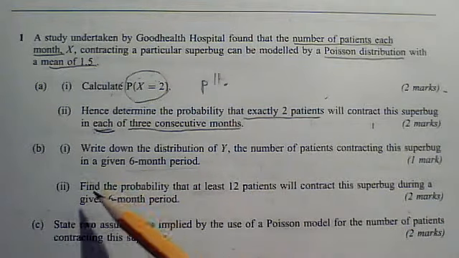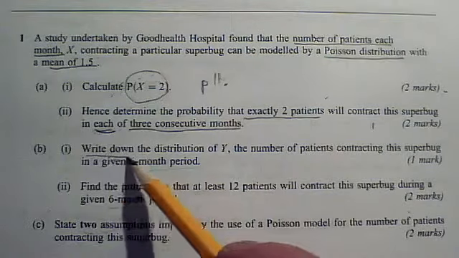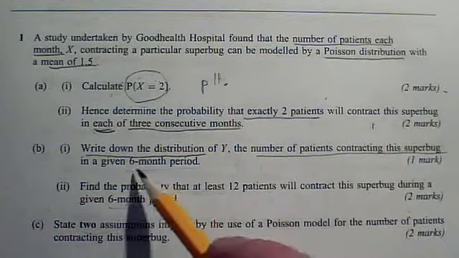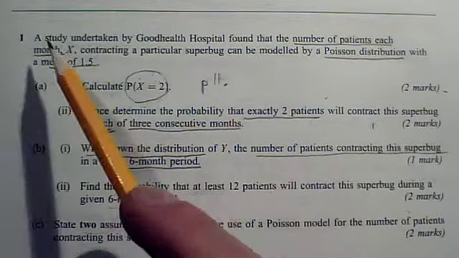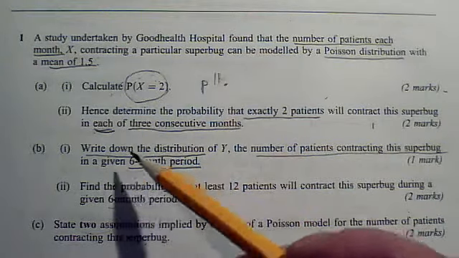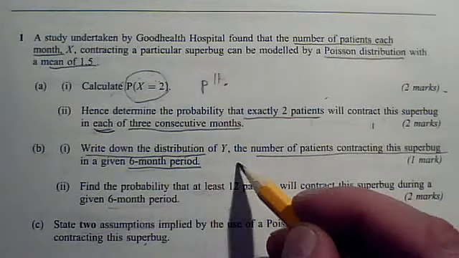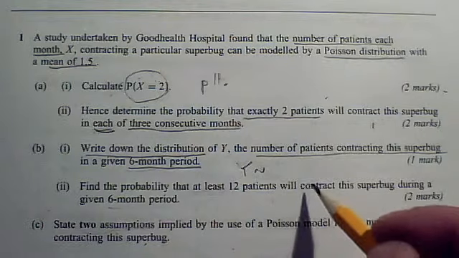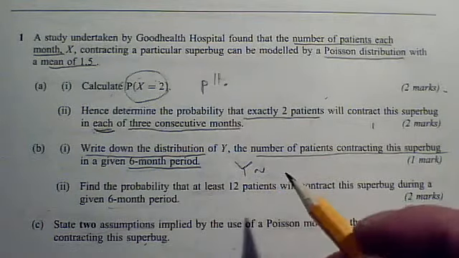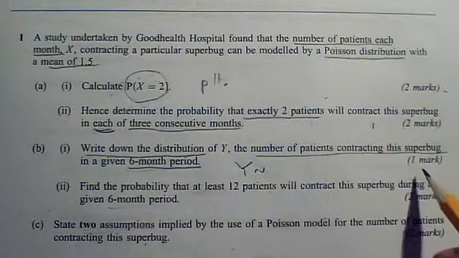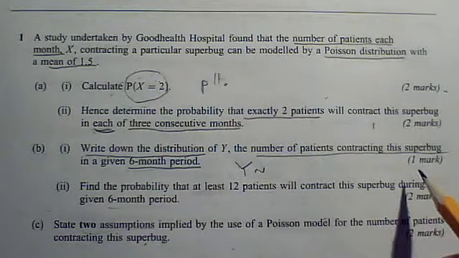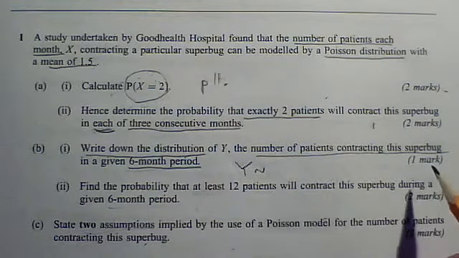In part B, we've got to write down a distribution for Y, which is the number of patients contracting the bug over 6 months. So we've gone from 1 month to 6 months. We've got to write down the distribution. Now you're best off doing that by saying what Y twiddles with the correct symbol and then the correct value in the brackets. But the 1 mark, although there is only one, is for 2 things. You've got to name the distribution or write the correct symbol for that distribution, and you've got to state the value of the parameter of the distribution.